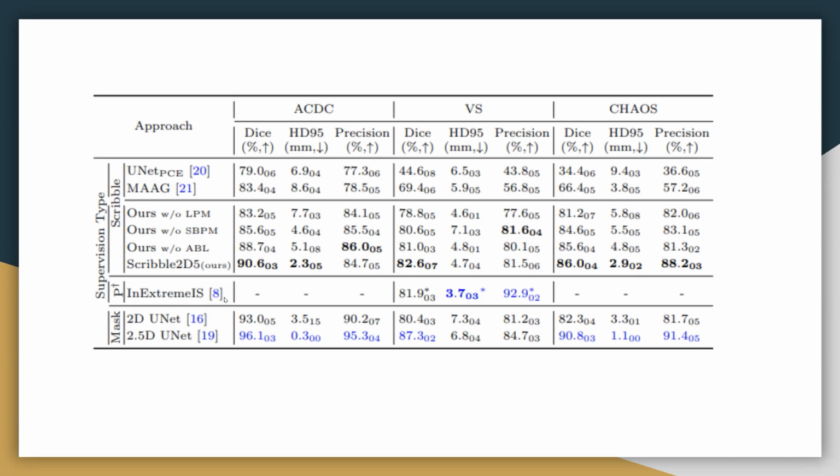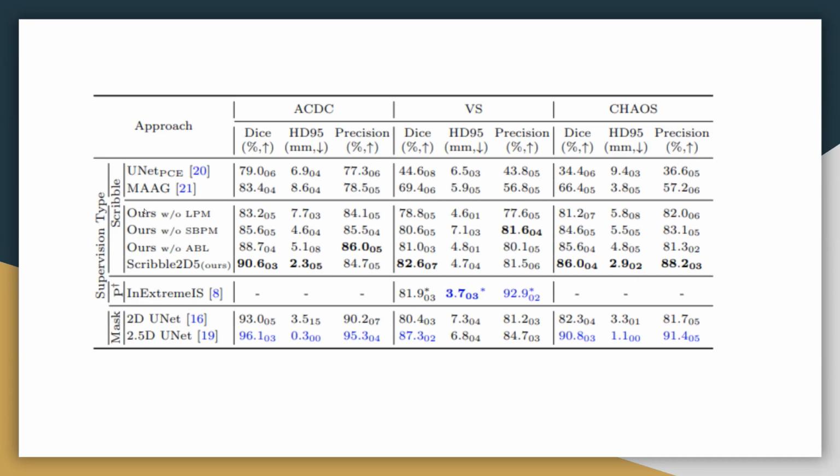This In Extremis architecture uses the extreme points I mentioned at the beginning. ACDC and Chaos don't provide, or didn't provide, maybe they do now, the extreme point annotation, so they couldn't use this model for those two, but here you can see how it performs on this data set.